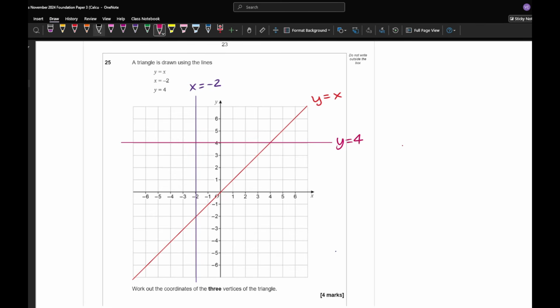And what the question is asking me to do is to write down the coordinates of the triangle that I can see. So this coordinate here is 4, 4. This coordinate is -2, 4. And this coordinate here is -2, -2. So the answer that you want to be writing are those 3 coordinates in any order.